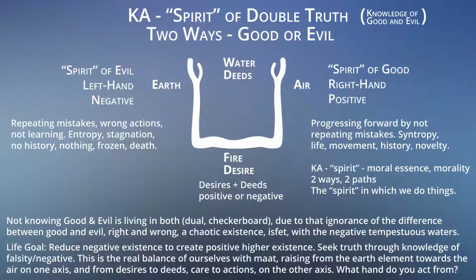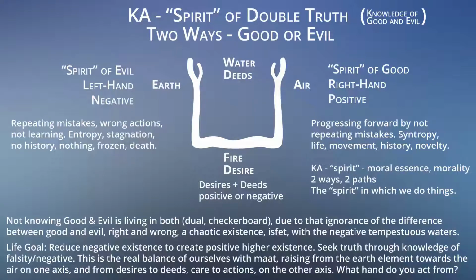It's all about knowledge of good and evil, of the two ways to live, and the consequences that result thereof. So in the hall of Ma'ati and the judgment narratives and Osiris and all that, well, this is just creative imagery and symbolism to convey the meaning, and then it gets interpreted literally and used for rituals and controlling purposes by priestly castes. Anyways, so spirit of evil is the left hand, the negative, earth.